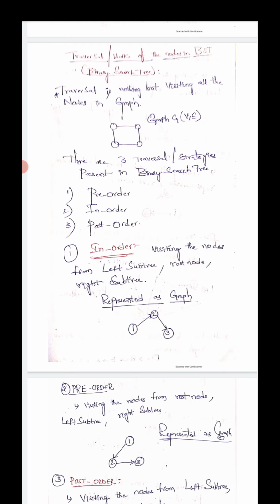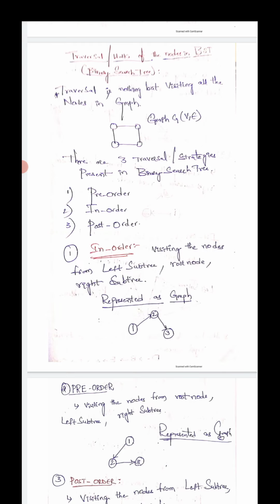First of all, traversal in the sense means we are visiting all the nodes in a graph. What does a graph consist of? A graph consists of vertices and edges. For example, it looks like this. This is a graph, and it consists of vertices and edges.